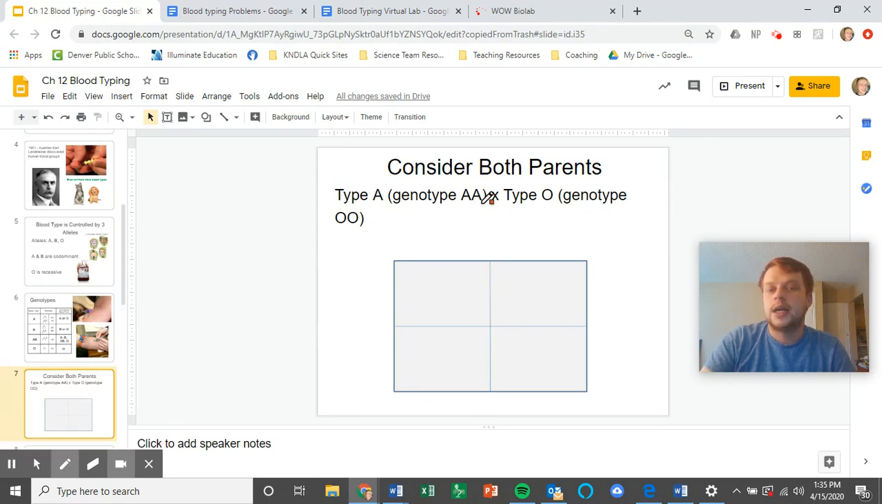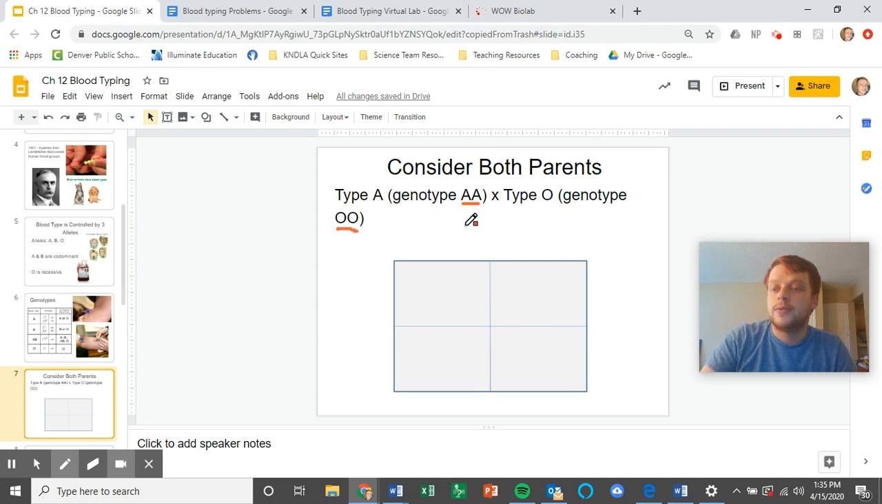We've got someone who's got type A blood. If someone has type A or B, we have to know their genotype because remember there's two options. But for this practice problem, they've got two A's. Then we have someone with type O blood right here.